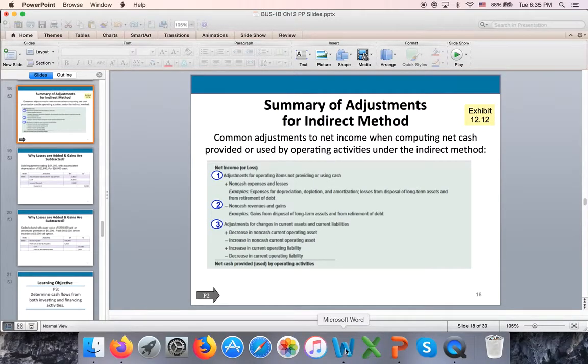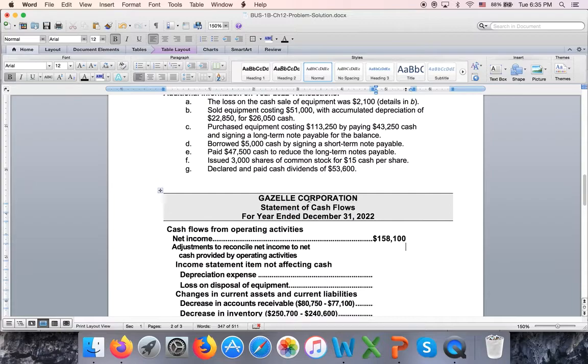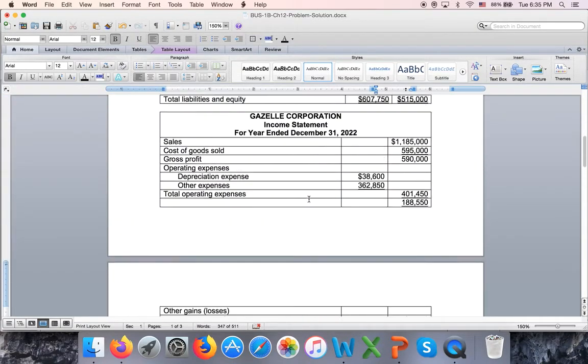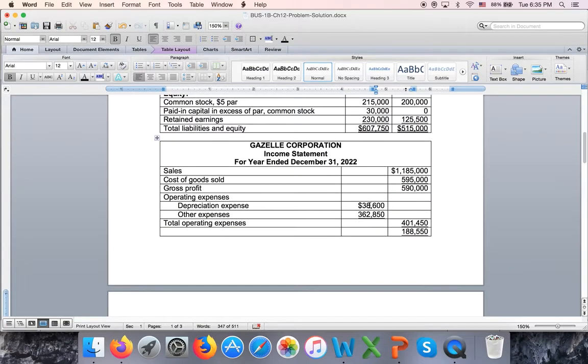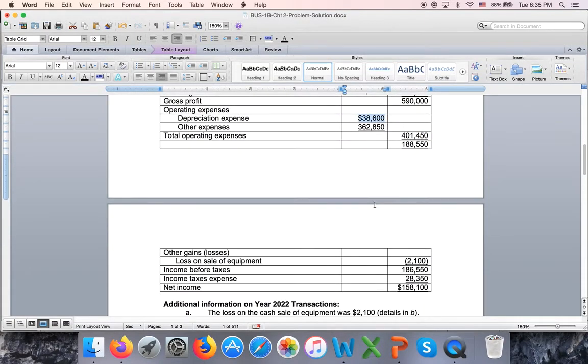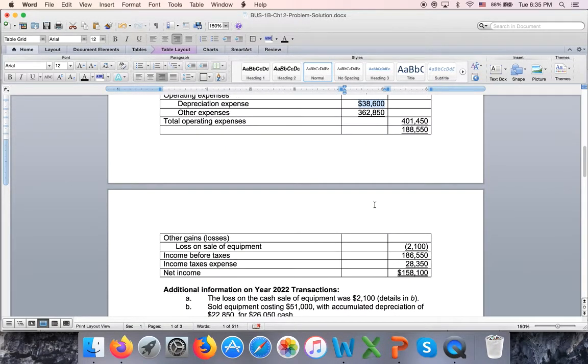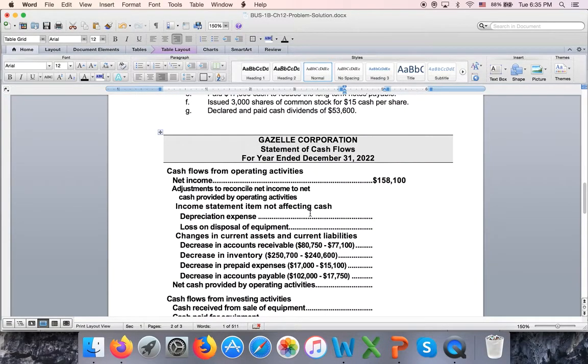So let me look at what we've got. So let's do depreciation first. The business will always have depreciation. We have depreciation expense on the income statement. So I have to add it back in. Again, I subtracted it, but it's a non-cash expense. So to reconstruct cash net income, I need to add it back in. So we're going to add depreciation expense.